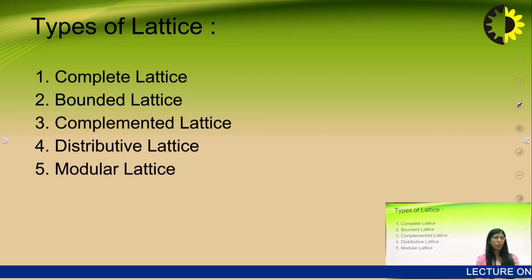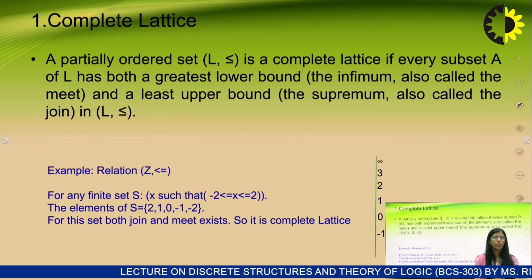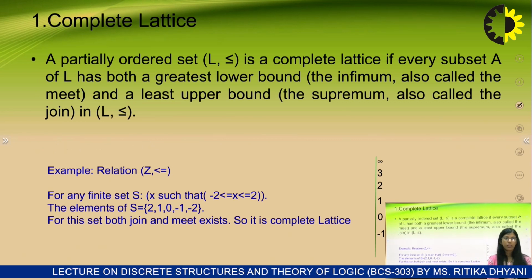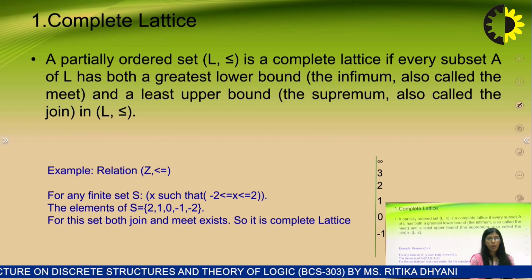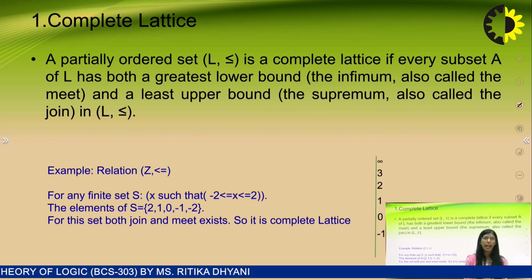Next, moving on to the types of lattice. We will be covering these 5 lattices. First one is complete, second is bounded, third is complemented, fourth one is distributive, and the fifth one is modular. First of all, what is a complete lattice? A partially ordered set is a complete lattice if every subset of L has both a greatest lower bound and a least upper bound. What does it mean?